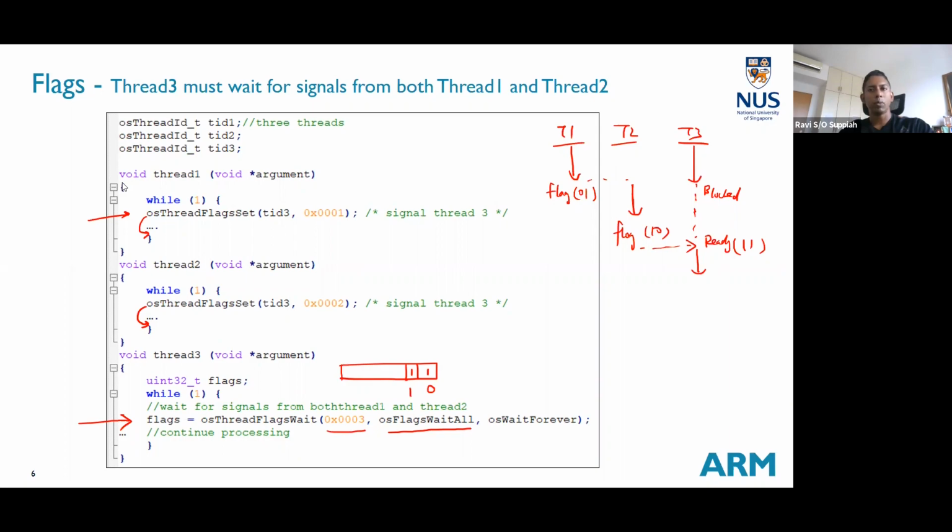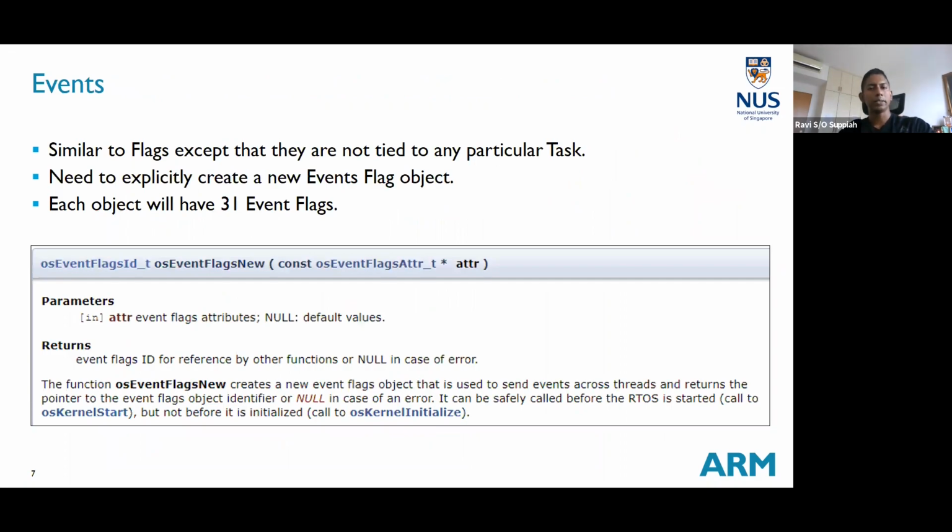All right, so this is one sort of tool. Now let's look at the next one. Very similar to thread flags, but it's called event flags. The only difference is they are not tied to any particular task. That means they are not created with the task. They are a generic sort of flag mechanism. So what we need to do is first create an event flag object, and then we can use it.